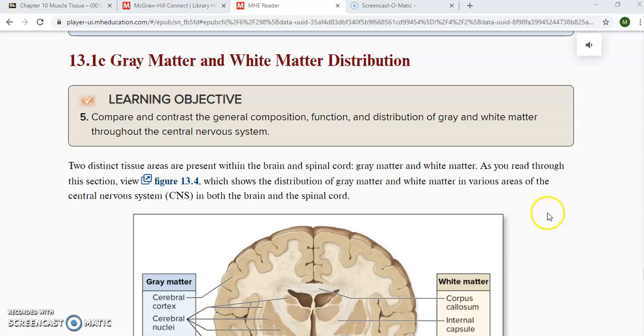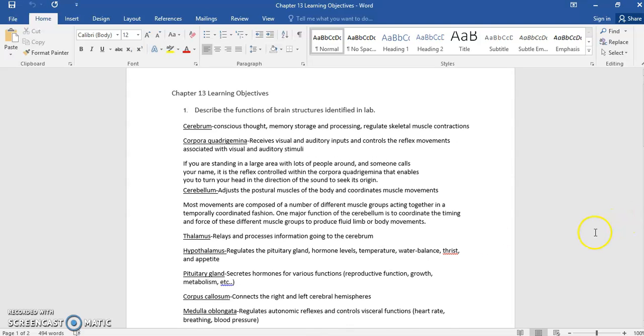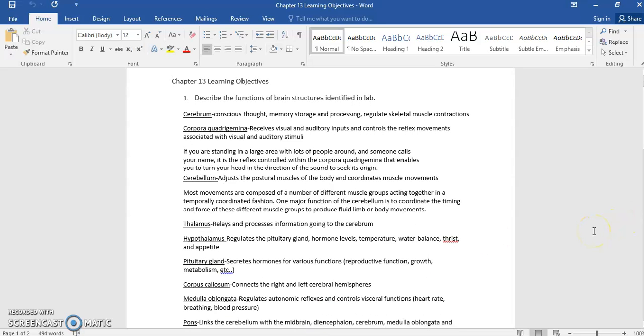All right, AMP1 students, in this video we're going to talk a little bit about some information about the brain and cranial nerves. So we're in chapter 13 now, and I'm going to flip to our learning objectives. The first objective for chapter 13, we want you to be familiar with some general functions of parts of the brain. And a lot of these parts are ones that you identified in lab.